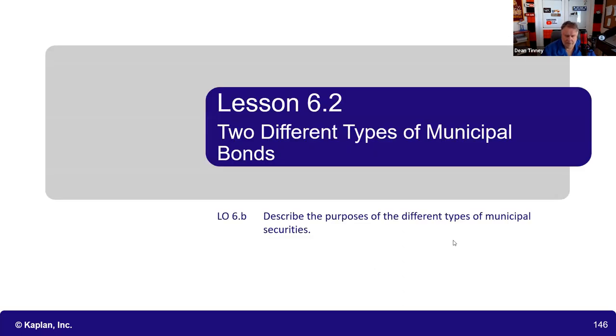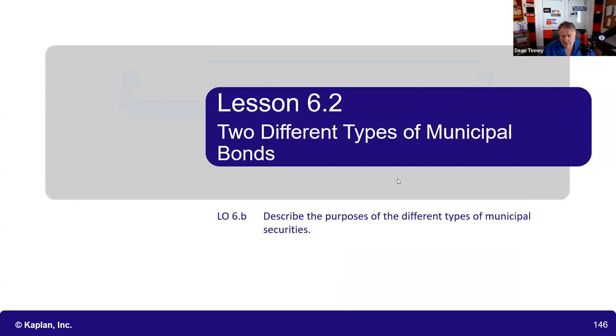Very, very testable. You have to be able to distinguish between GOs and revenue bonds. As I always say, maybe get a sheet of paper and fold it in half, and on one side, write all the terms associated with GO bonds, and on the other, all the terms associated with revenue bonds. So that's a big part of the exam. Now, I think a lot of people get hung up because they think there's a zillion types of munis. There's not. It's either GO or revenue.